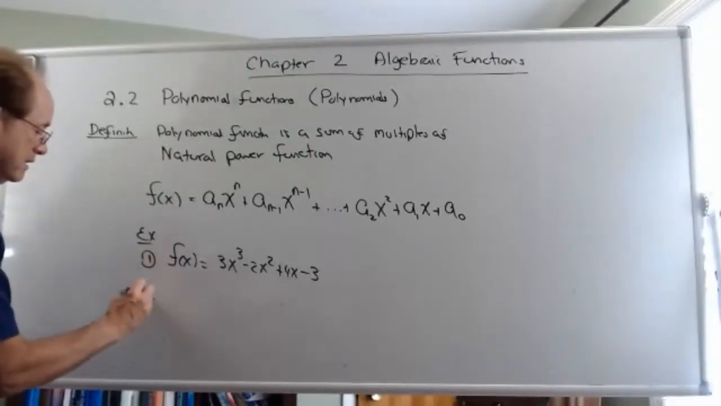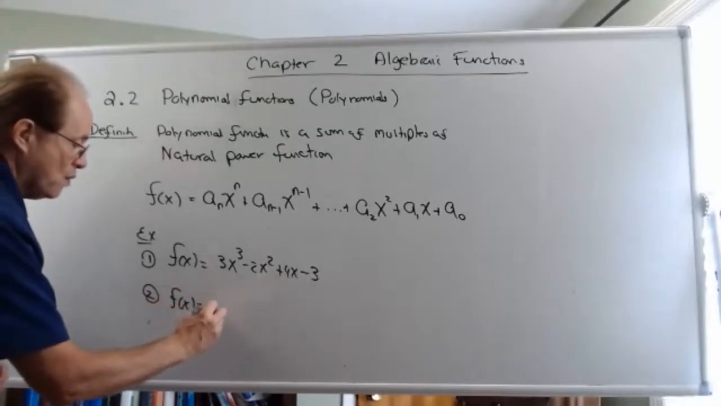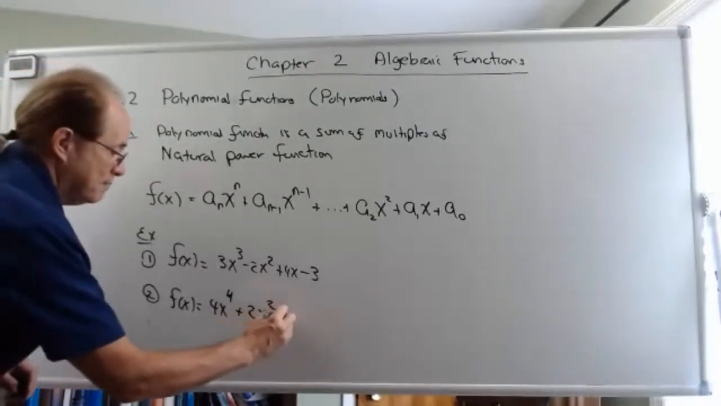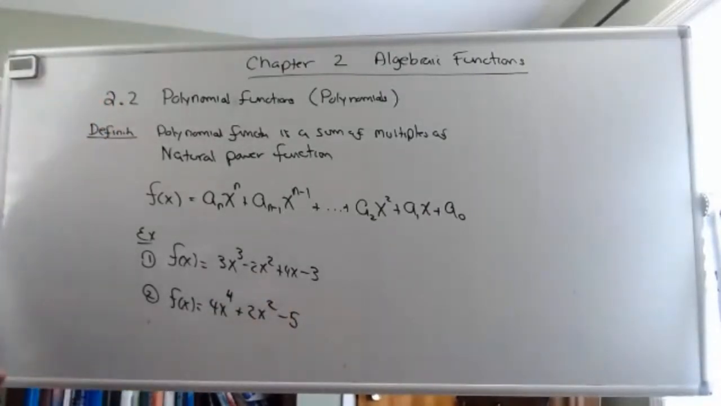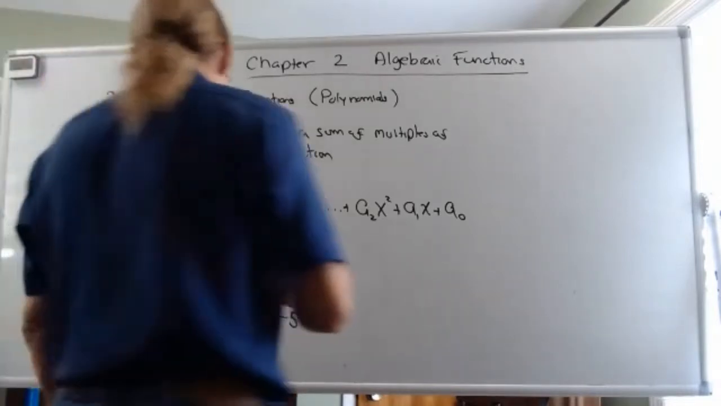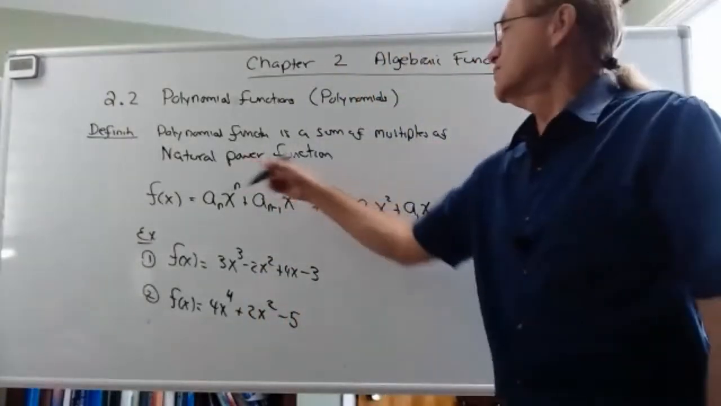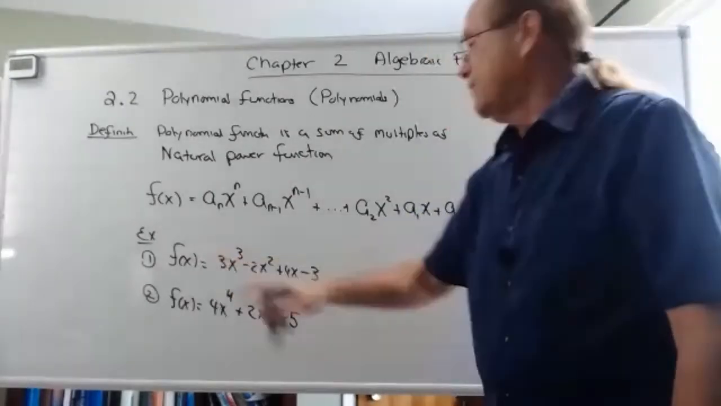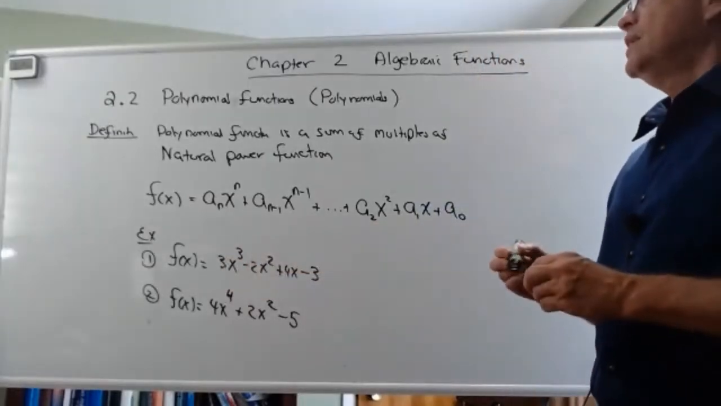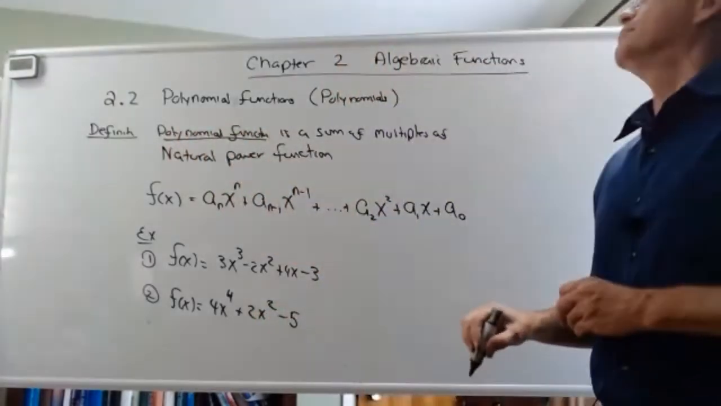Here's another example. Say I had 4x to the 4th plus 2x squared minus 5. I'm missing an x cubed and an x term. That's okay. That just means those coefficients are 0. It's just a sum of multiples of the natural power function, and the coefficients can be positive or negative. Doesn't matter. So that's our definition of a polynomial function, or polynomials, we'll call them.